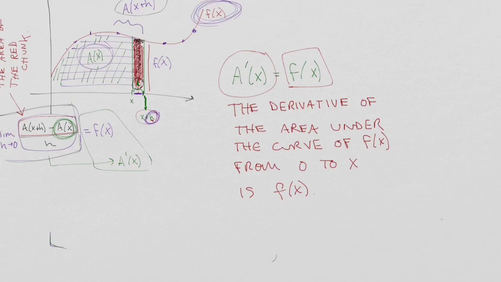So I went through all this effort to try to convince you a little bit more of the fact that the derivative and the area under the curve, or the integral, are inverses of each other. The area under the curve and the derivative are those operations of integrating and differentiating. Those are inverses of each other. They undo each other.